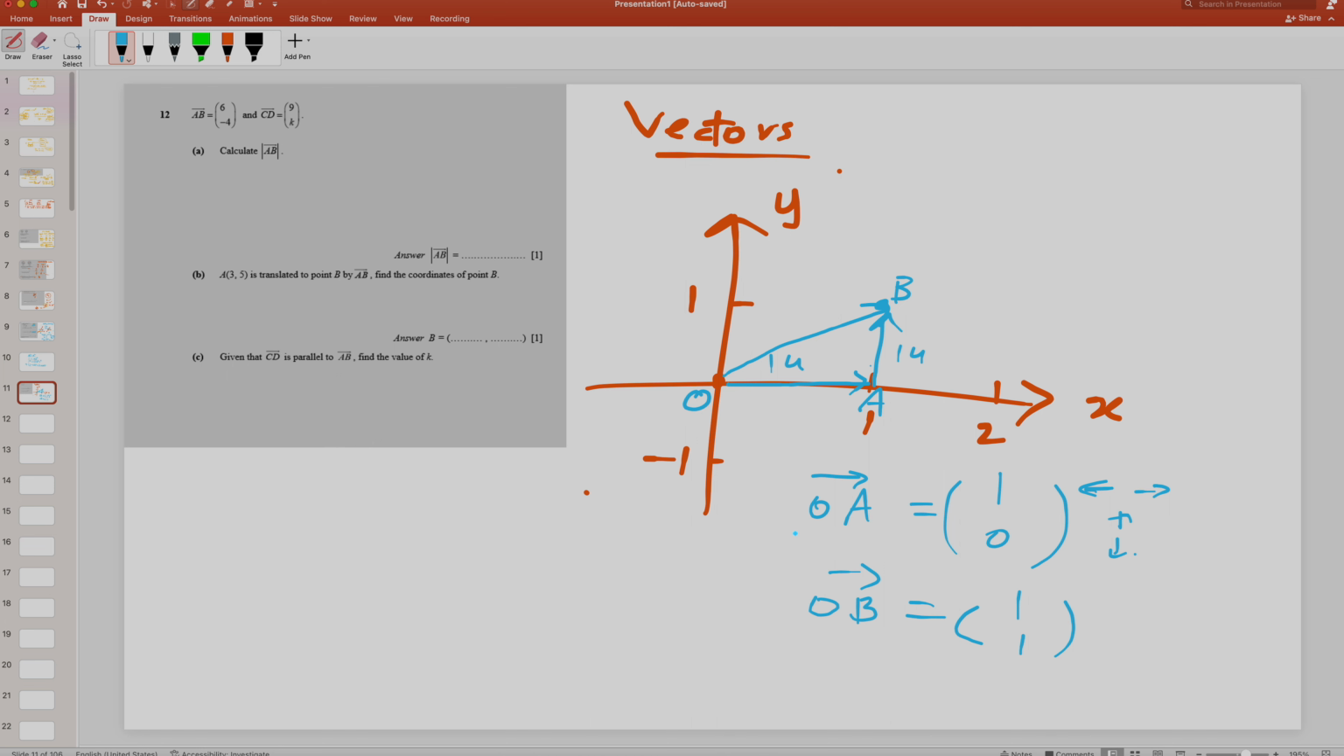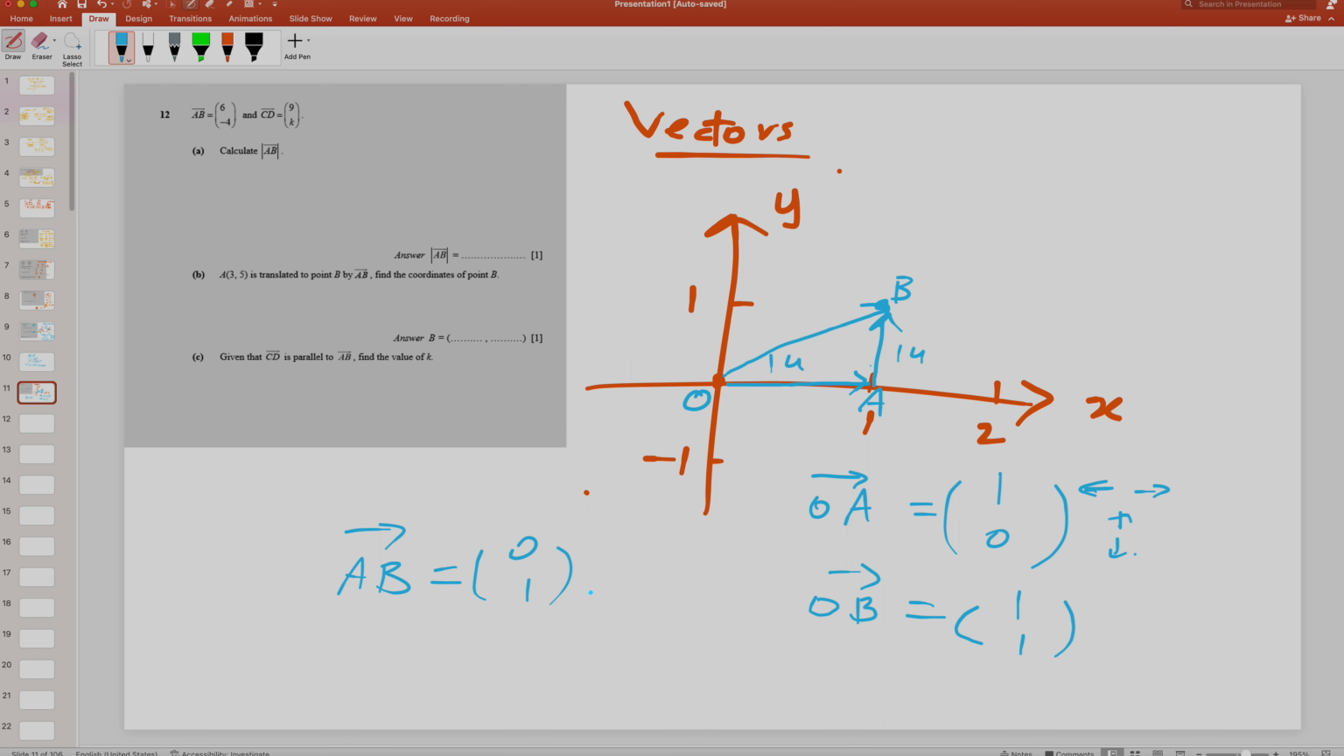Okay. So therefore, what is your AB? You need to get the AB. Okay. So AB is equal to what? If you read, that is 1 and 1, right? AB is here, right? It is 0 1. So it's just up, right? So it's 0 1.